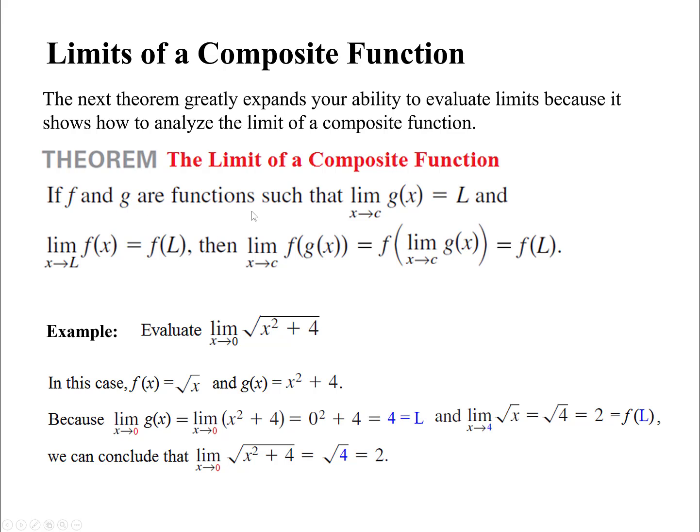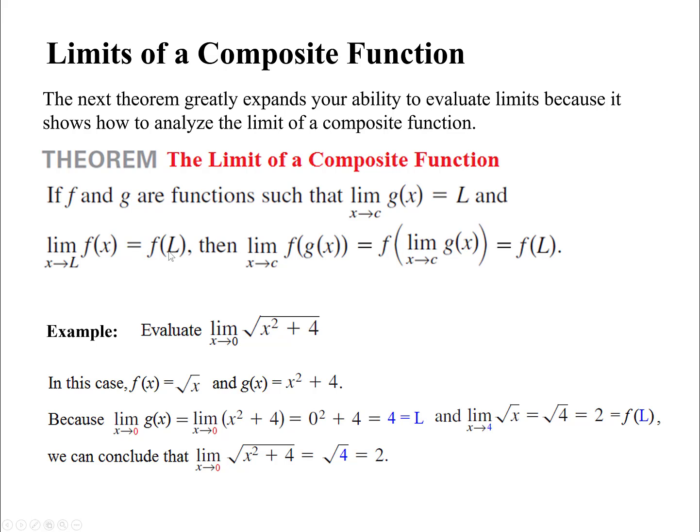So if f and g are functions such that the limit as x goes to c of g of x is L, g is the inner function, and in this case this would be x squared plus 4. So if the limit of the inner function at c is L, that says the limit exists and is L, and the limit of the outer function, the limit of f of x at L, not c, note, not c, the limit of f of x at the outer function is f of L, then you may evaluate the limit of the composite by plugging in. It's just f of L.